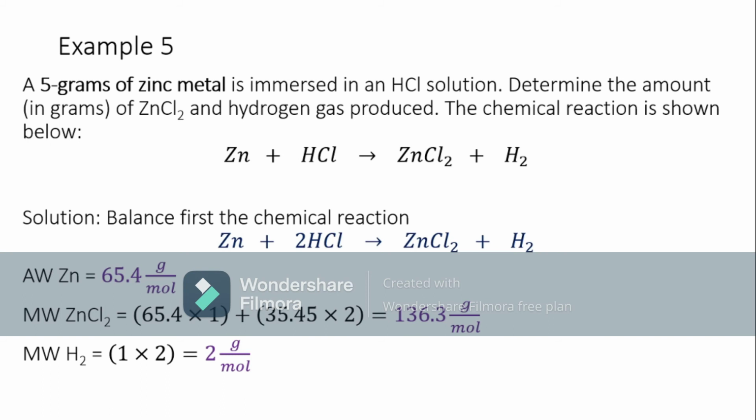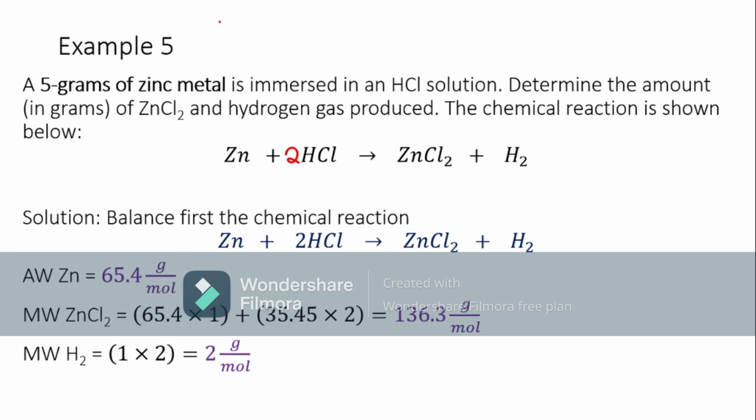So, next, 5 grams of zinc metal is immersed in an HCl solution. Determine the amount in grams of zinc chloride and hydrogen gas produced. The chemical reaction is shown below: zinc plus HCl will give you zinc chloride plus H2. So, balancing natin, isang zinc balance. Hydrogen, isa dito, dalawa, so times 2. Si chlorine, dalawa din dito, damay naman siya in terms of balancing. So, the balanced chemical reaction, we will have zinc plus 2 moles of HCl will give you 1 mole of zinc chloride, then 1 mole of H2.